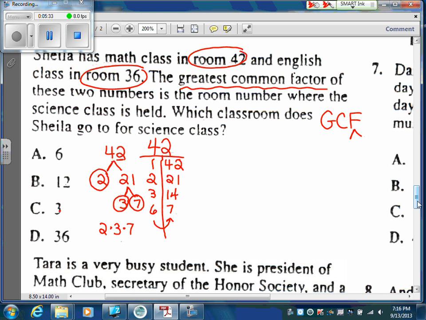And those numbers are right next to each other. I know those are just going to repeat. So the factors of 42 are 1 and 42, 2 and 21, 3 and 14, 6 and 7, and then I can read them in reverse as well.